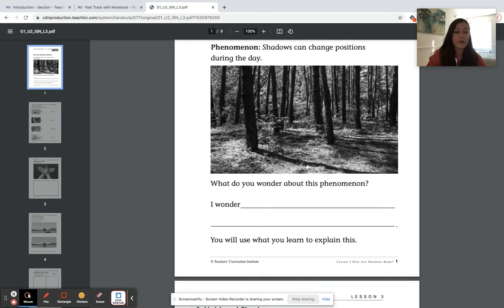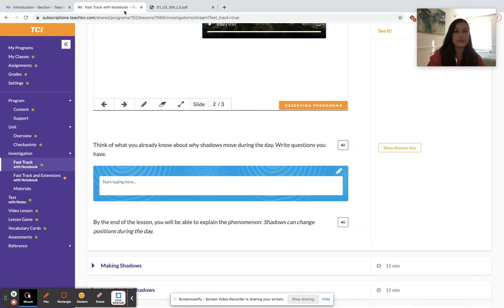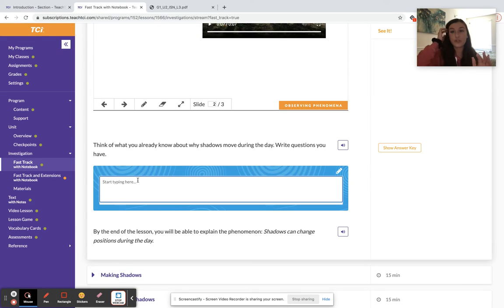So I'm going to type. I'm doing it in this one so I can type. I'm going to type it right here, but you're going to write it on the paper I just showed you, okay? So I'm going to write, can my shadow disappear during the day? I'm really curious to find that out.